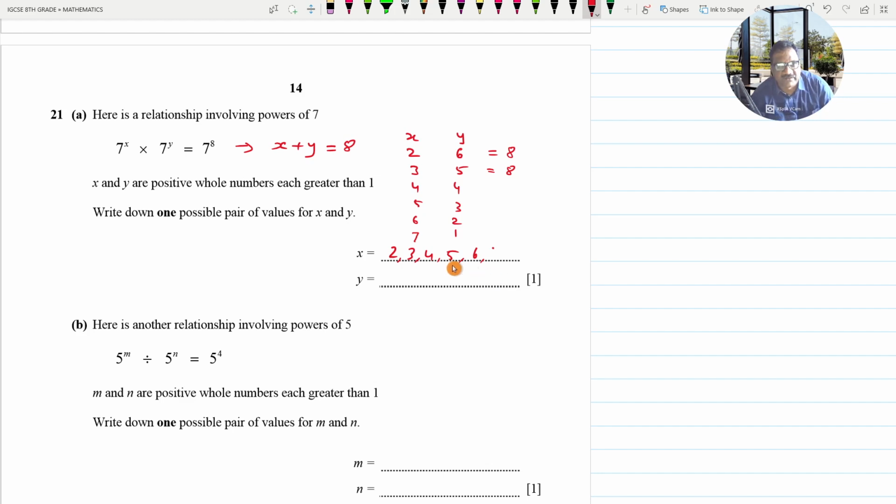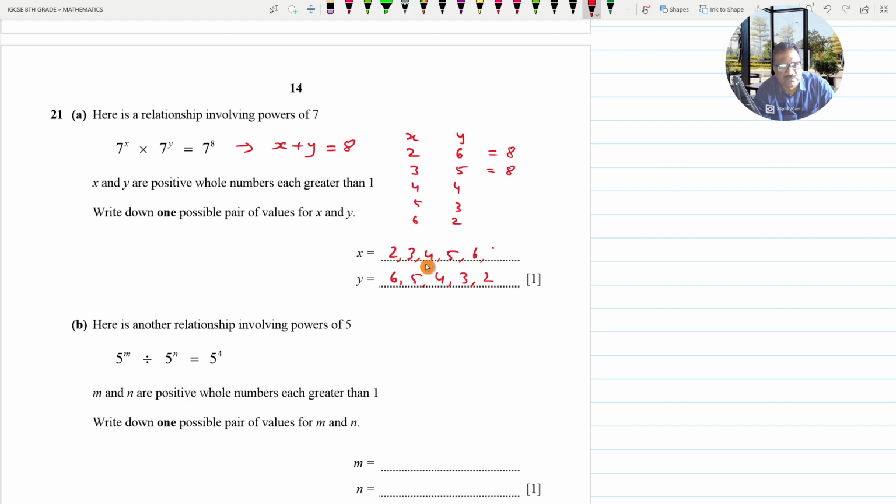7 also you cannot take, because if you take 7, y should be greater than 1. Okay. So you cannot take 7 as well, because x and y should be greater than 1, not equal to 1. So these are the values of x, and the y values, I'll write the corresponding values. Okay. So when x is 2, y has to be 6, comma 5, comma 4, comma 3, comma 2.